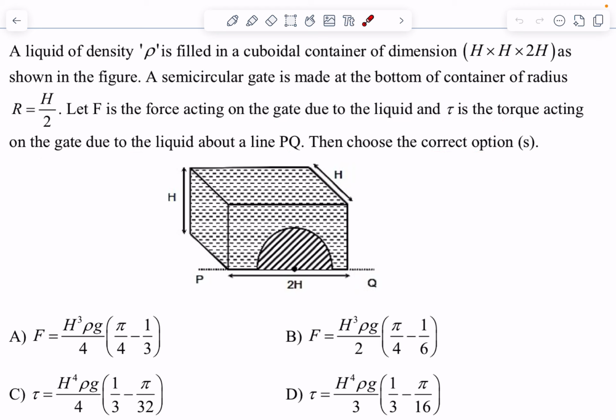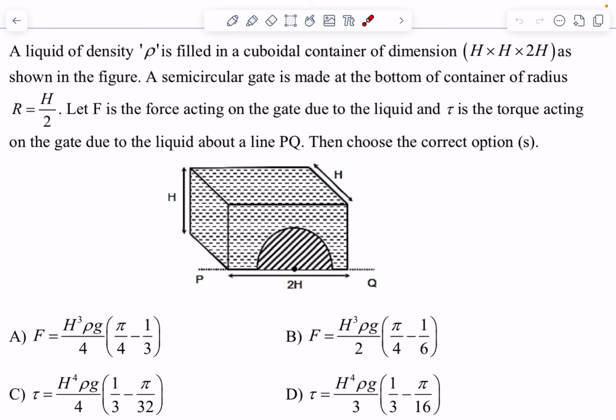So here is this diagram. This is a cuboidal container in which some liquid of density rho is filled, and this cuboidal container has a semicircular gate of radius r, and we have to find out the force exerted by the liquid inside it on this semicircular gate, and we also have to find out the torque due to that hydrostatic force about the line PQ. In these options we are provided with some expressions for force and we have to choose the right one, and some expressions for the torque also.